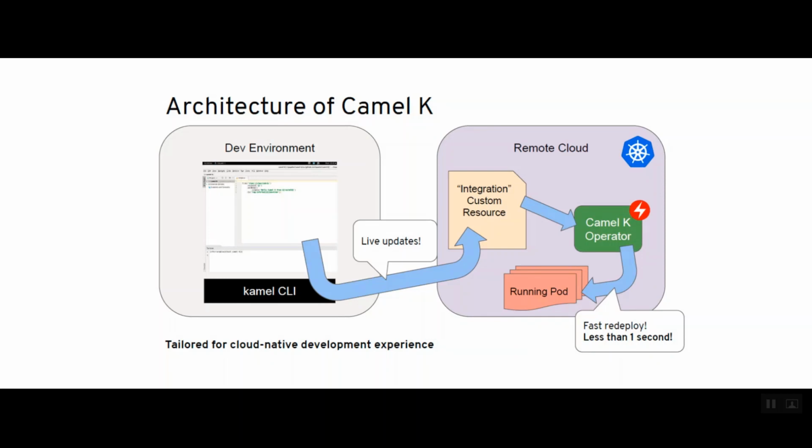So the idea is that you can sit in your development environment, write your integration code, and use a command line tool, for example, to upload your integration into the cluster as a custom resource definition. Then the operator reacts and figures out what to do. All the smarts and the intelligence are inside the operator. It figures out what kind of code integration you're using, builds a Docker image and whatnot if that's necessary, and figures out how to run that as a running pod. And you can do that really fast, sometimes in less than a second.